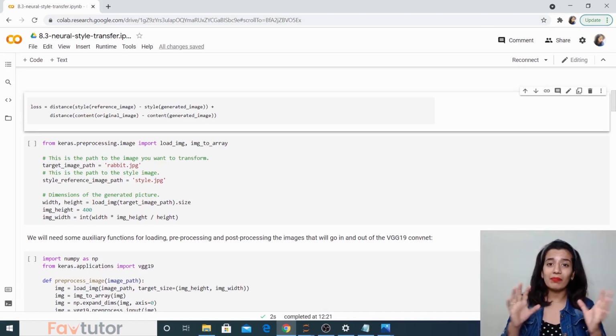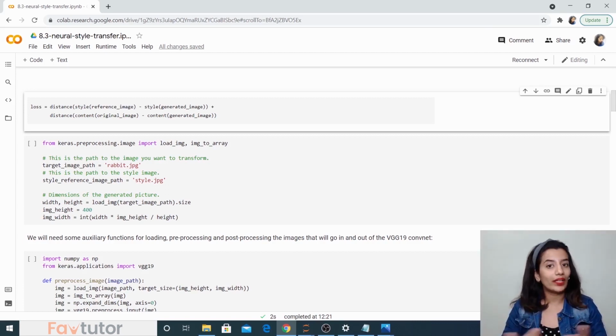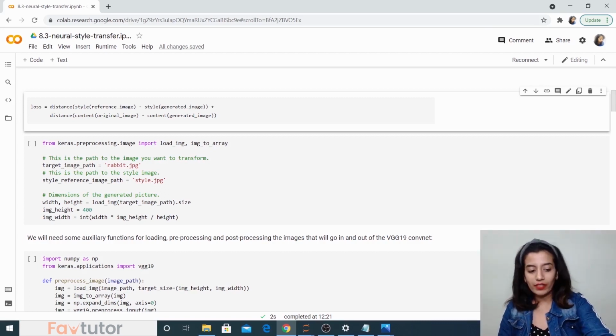We all know that an image consists of pixels. Whatever image we have, we need to convert it into vector form. So that is what we are actually doing here.